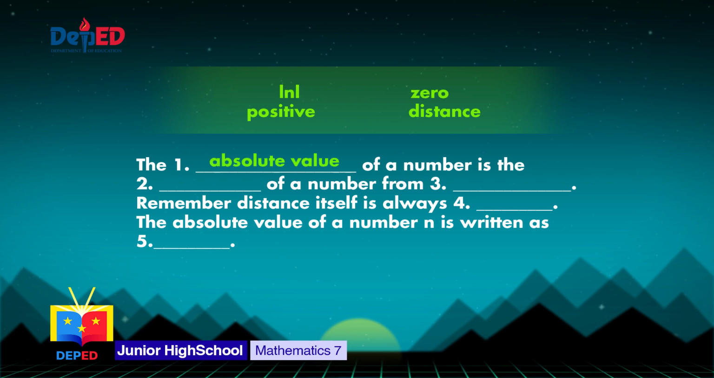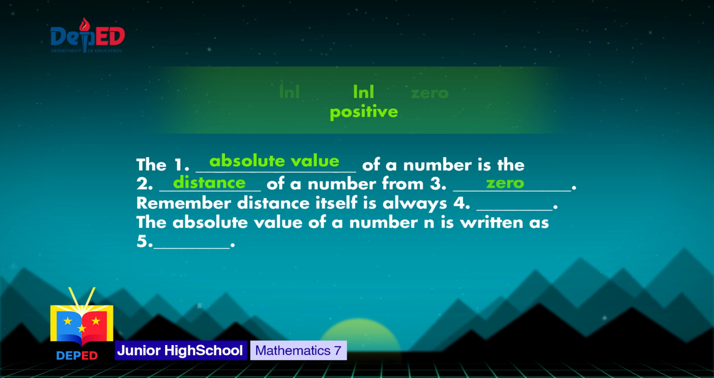The absolute value of a number is the distance of a number from 0. Remember, distance itself is always positive. The absolute value of a number n is written as.